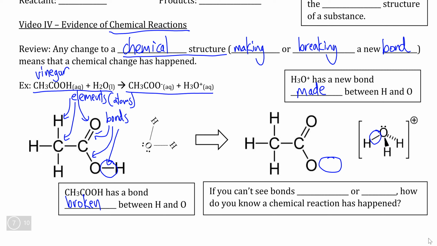Now, even though we can look at these structures and tell that the chemical structure of both vinegar and water have changed, if you're looking at this in real life, obviously you can't see that water is H2O. We just know that water is water because it's a colorless, transparent liquid, but so is vinegar, which means that when we pour two colorless, transparent liquids together, you would not see this bond being broken and this bond being made, which means that in general, we can't always see whether bonds are broken or made. So if we can't, how do we know that a chemical reaction has occurred?